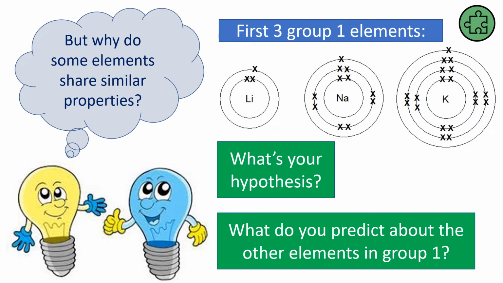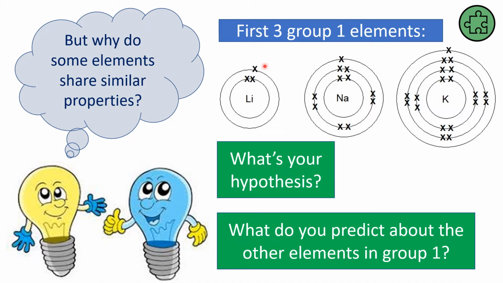But why do some elements share similar properties? The pictures show the first 3 elements in group 1, lithium, sodium and potassium. As you look at them, what's your hypothesis? What's your ideas about why these 3 elements would have similar properties? What is the same about them?